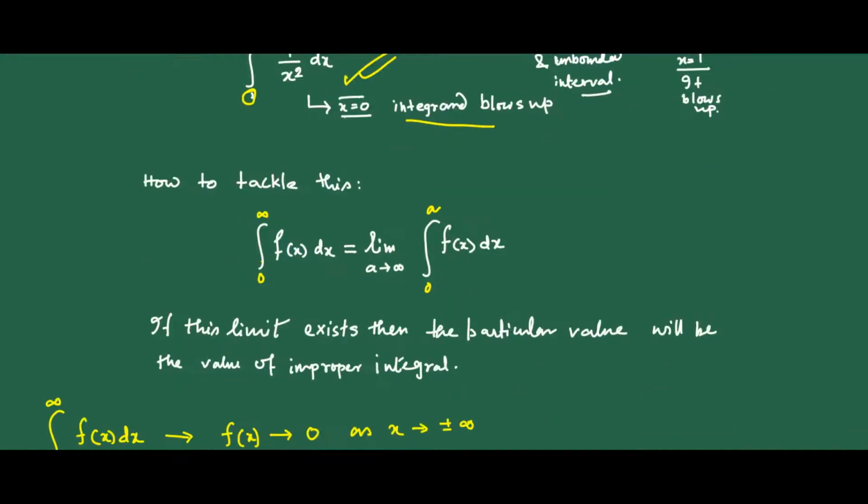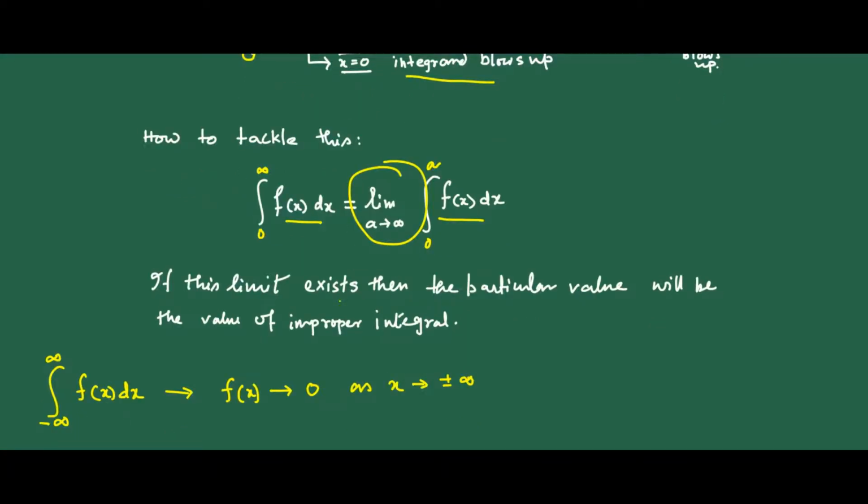How to tackle this kind of integration? Suppose I want to integrate f(x) dx from 0 to infinity. Then we do the integration from 0 to a, and after evaluating this integration, we take the limit as a goes to infinity. If this limit exists, then that particular value will be the value of the improper integral. If the limit does not exist, then we cannot evaluate that improper integral in that way.